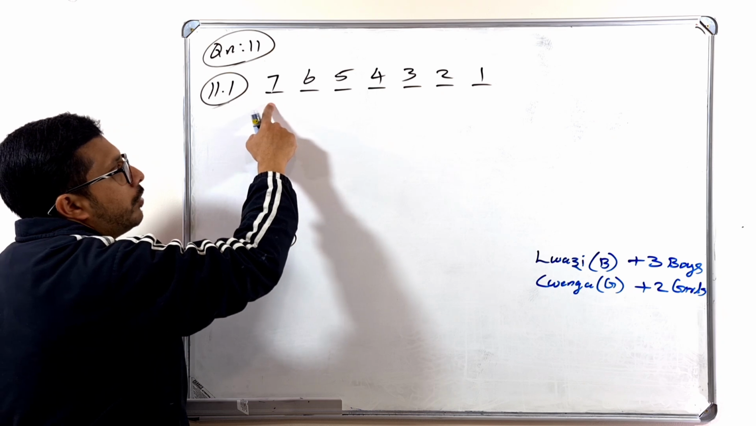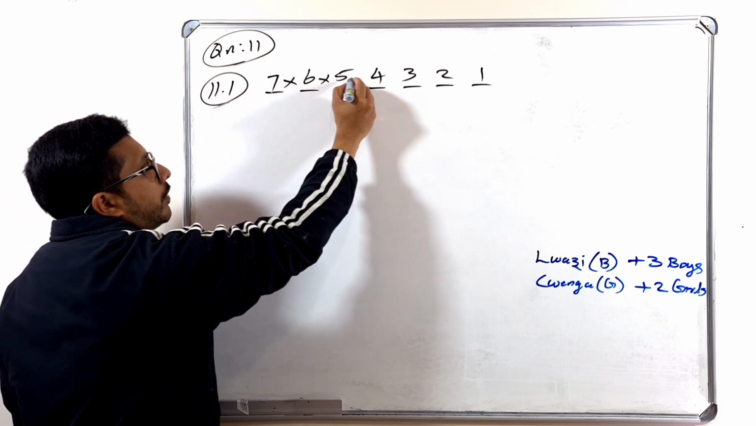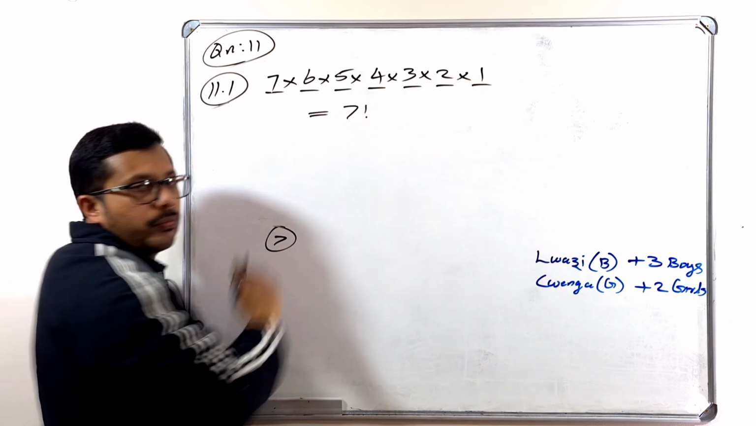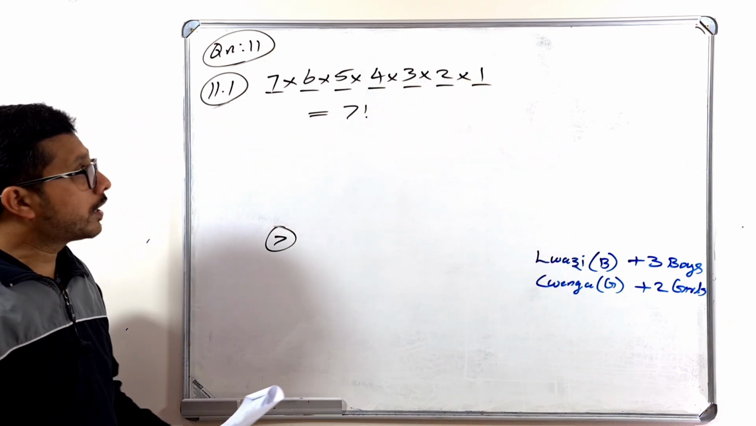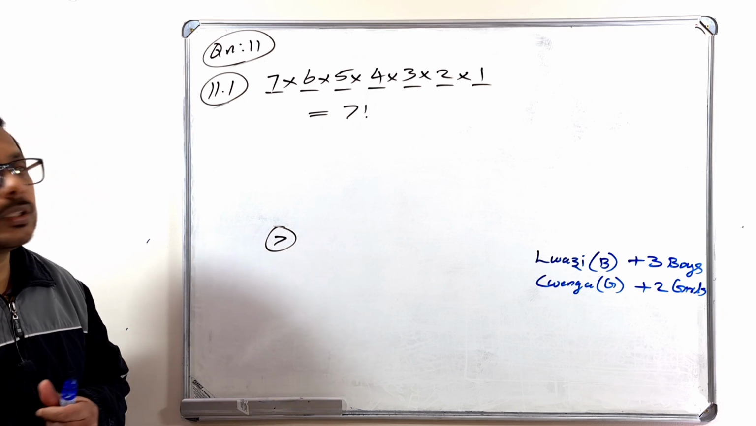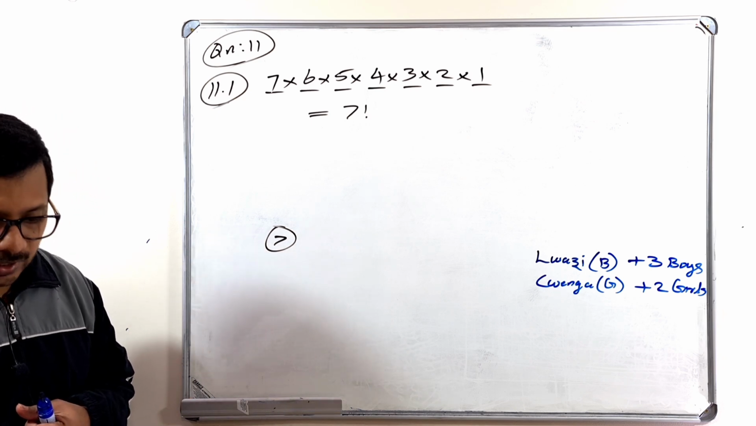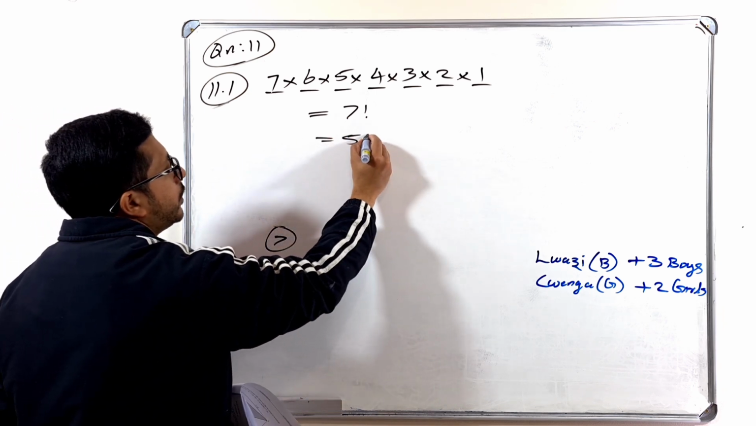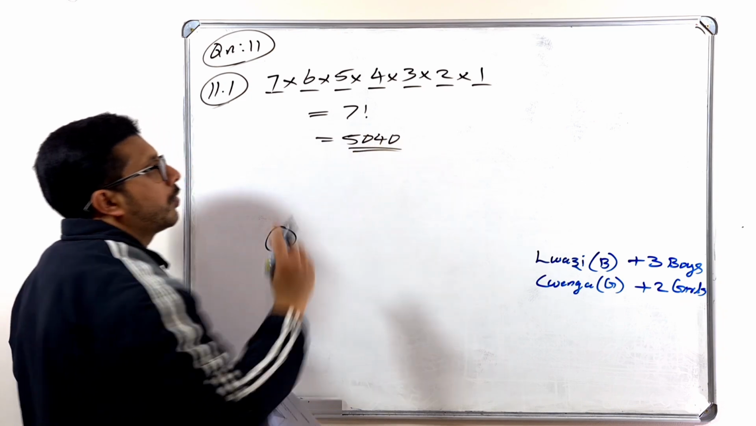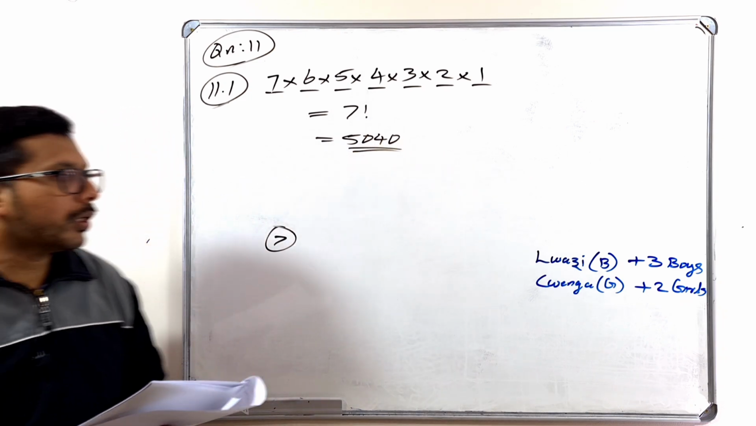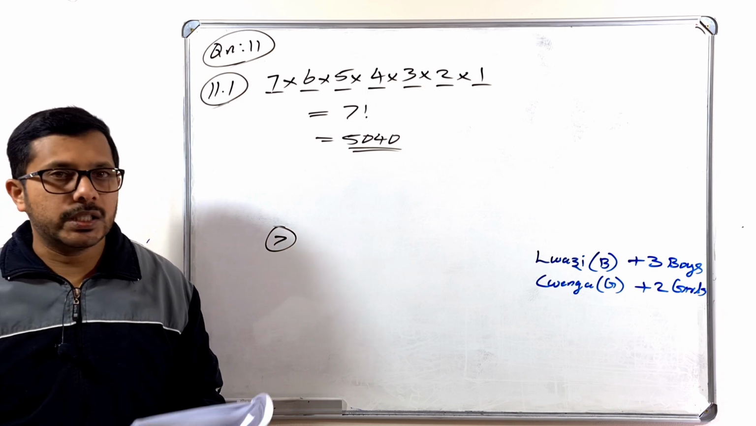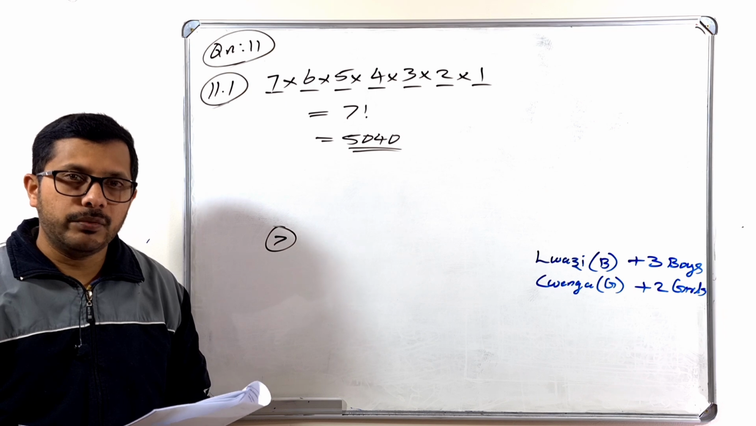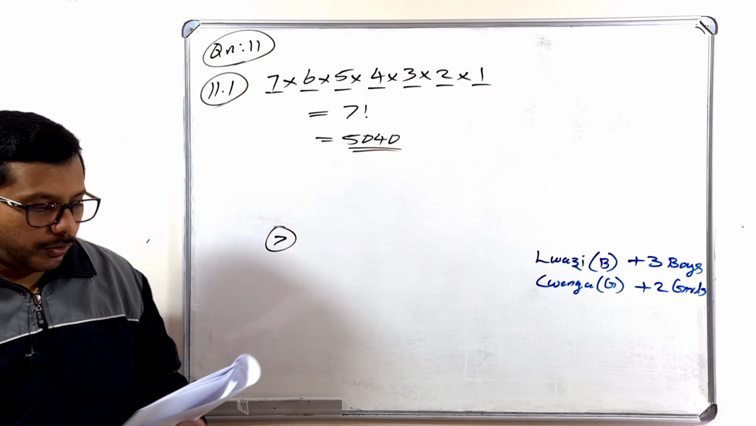So how can you find the total possibility? 7 times 6 times 5 times 4 times 3 times 2 times 1. Is it not the same as 7 factorial? You remember that one. Check in your calculator what the answer is. You will get 5040. That means if there is no order, if all those 7 students can sit anywhere, they can sit in 5040 different ways. So that is question number 11.1.